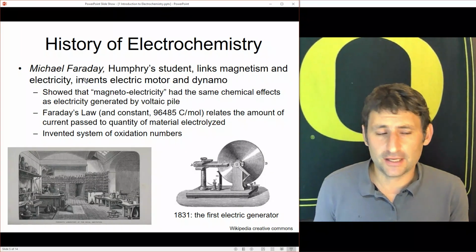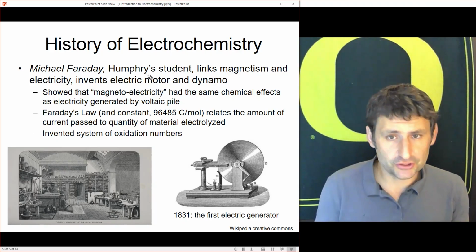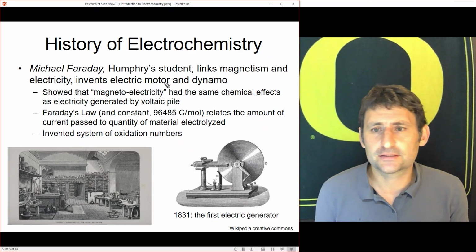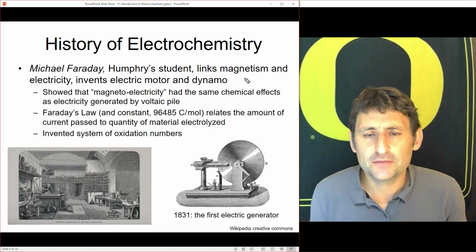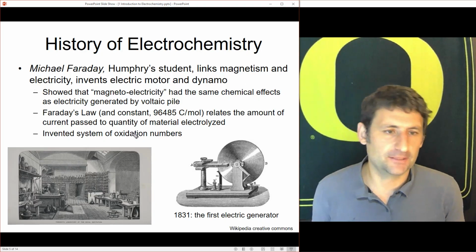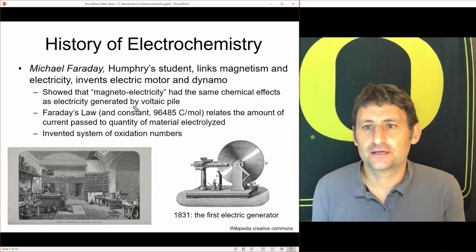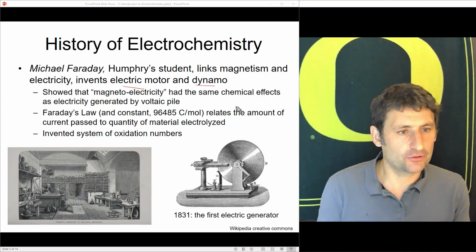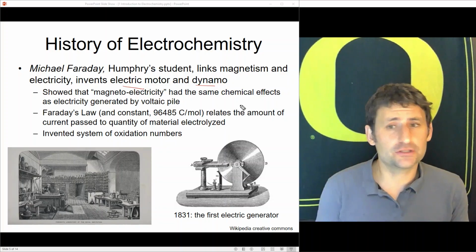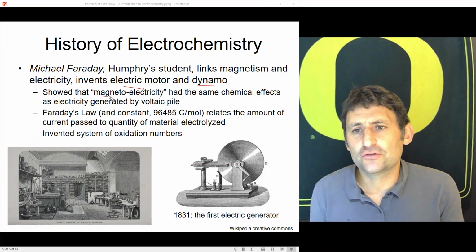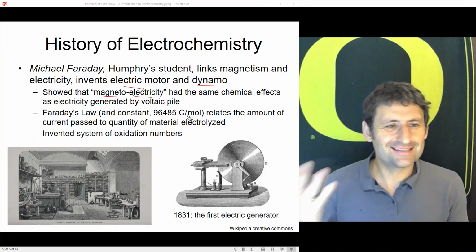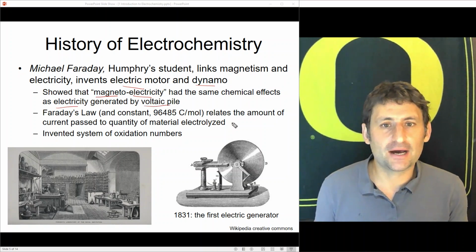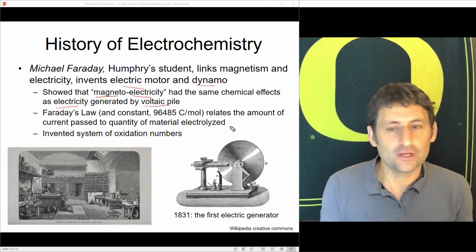Now, Michael Faraday was Humphrey's student, and turned out to be one of the most influential scientists in history. He was able to link magnetism and electricity, and he used this to invent the electric motor, to invent the dynamo. A dynamo is basically an electric motor running in reverse, converting mechanical motion into electricity. And he showed that this magnetoelectricity has the same chemical effects as electricity generated by this voltaic pile, which was this chemical redox reaction.